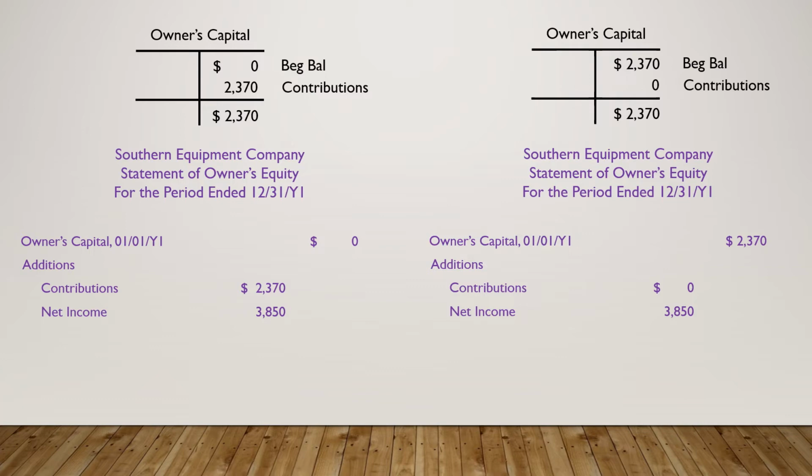Next, subtract out our withdrawals. This amount will always be whatever balance is in the drawings account. No need to analyze it. Sum our additions with the deductions to yield the net increase or decrease, then add that to the beginning year owner's capital balance to get the year-end amount. This section of the statement of owner's equity will be the same in the alternative scenario.